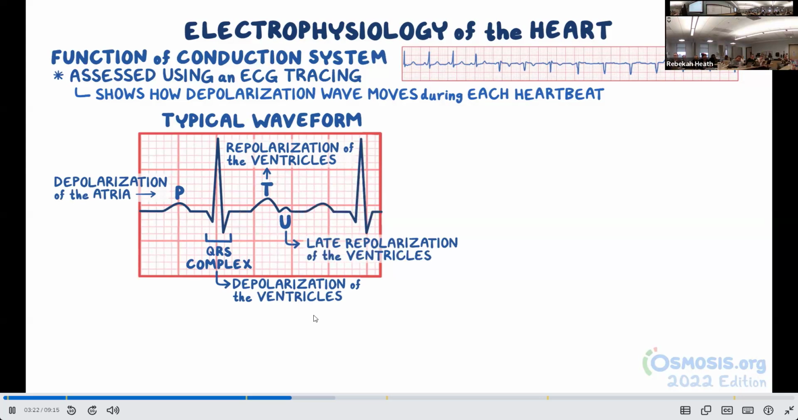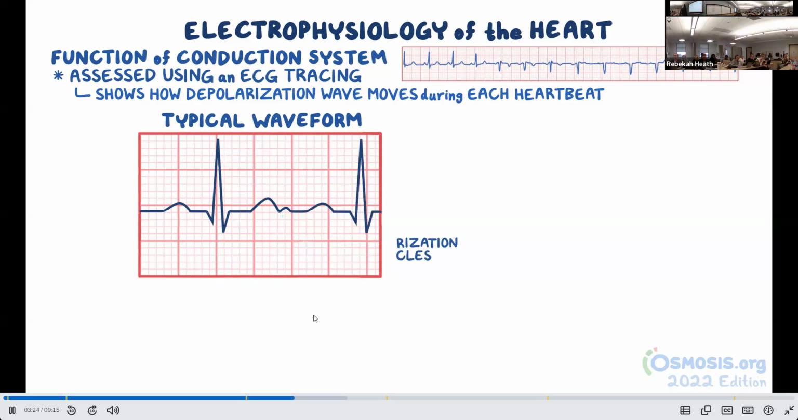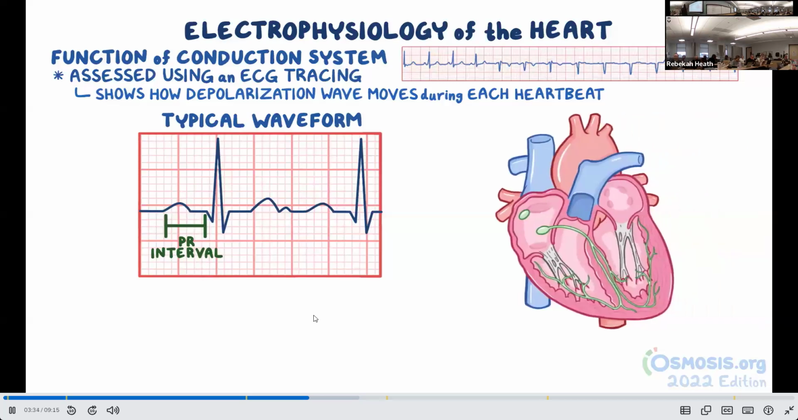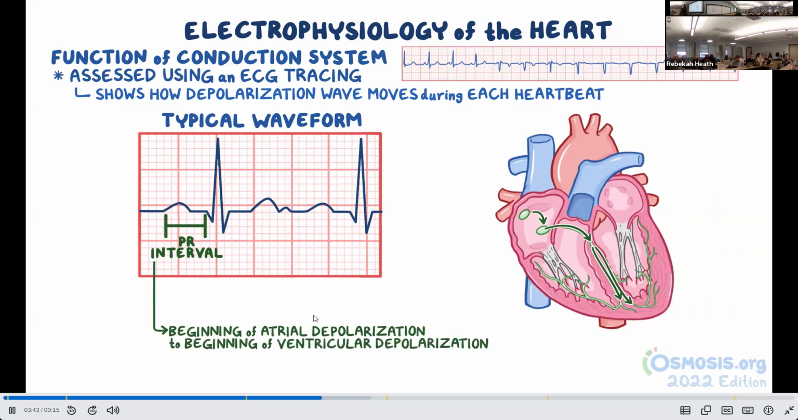In addition, there are certain intervals and segments. So there's the PR interval, which spans from the beginning of the P wave to the beginning of the QRS complex, and it represents the time it took for the impulse to travel from the SA node to the Purkinje fiber network. And that's actually the time from the beginning of the atrial depolarization to the beginning of ventricular depolarization. Within this time is the PR segment, the time between the end of the P wave and the beginning of the QRS complex, which represents the time required for the impulse to travel through the AV node to the Purkinje fibers.